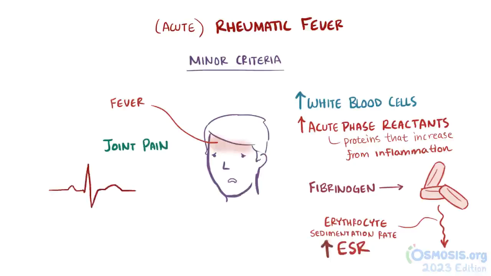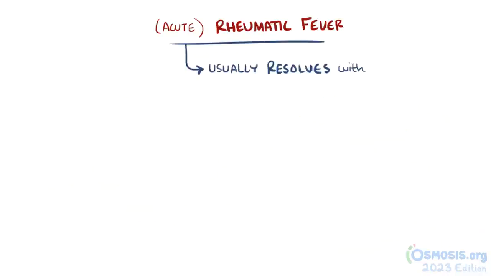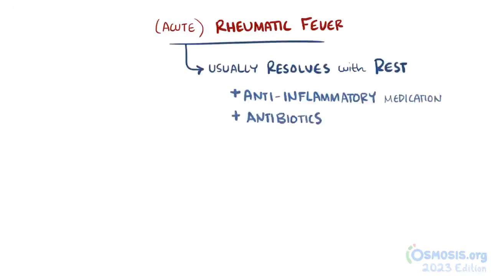Finally, due to heart-related symptoms, they might have changes in their electrocardiogram, or ECG. Acute rheumatic fever usually resolves with rest, anti-inflammatory treatment, and maybe antibiotics like penicillin to wipe out any strep that's hanging around in the throat.